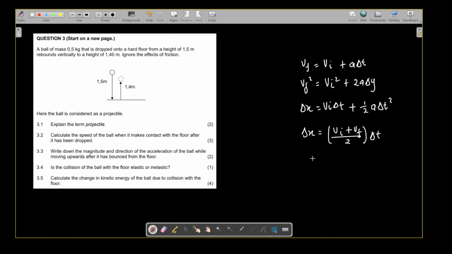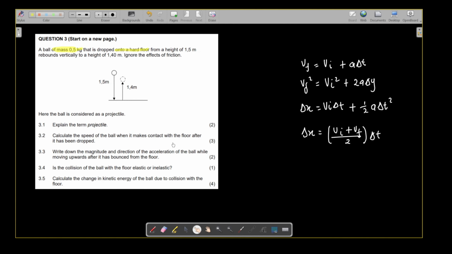The first question says a ball of mass 0.5 kg. You might want to highlight that. A ball of mass 0.5 kg is dropped onto a hard floor from a height of 1.5 meters, and rebounds vertically up to a height of 1.40. So this ball is dropped and then it rebounds back to that height.